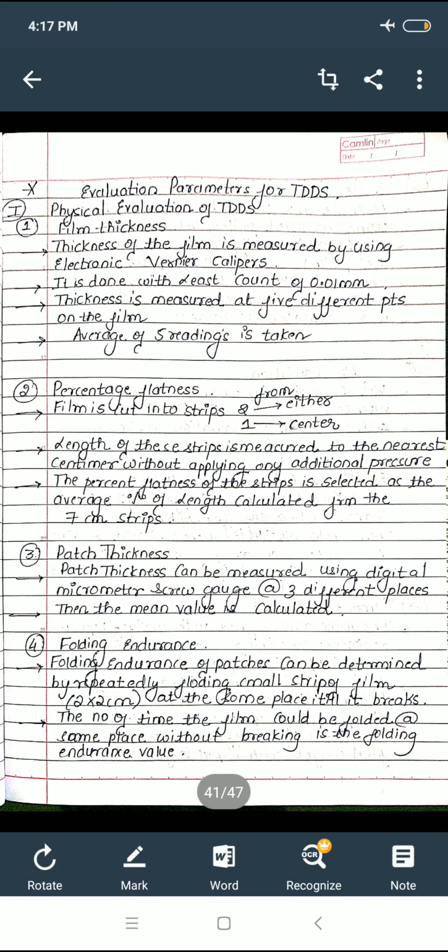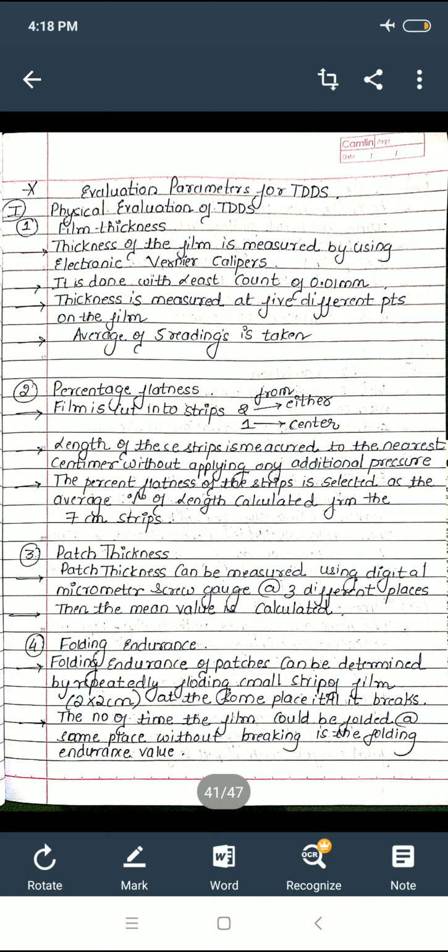Good morning, students. In today's class, we'll move on to the last part of Transdermal drug delivery system, that is different evaluation parameters for TDDS. First part is a physical evaluation of TDDS. In that, first parameter is film thickness.